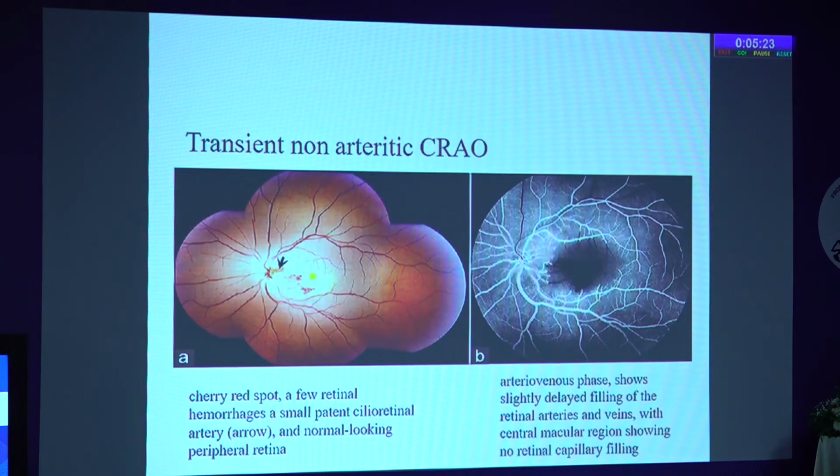This is another variety, transient non-arteritic CRAO. Here you can see a cherry-red spot with a few retinal hemorrhages, a small patent retinal artery, and a normal-looking peripheral retina. This is the angiographic picture. You can see the enclosement of the foveal zone and non-filling of the artery.